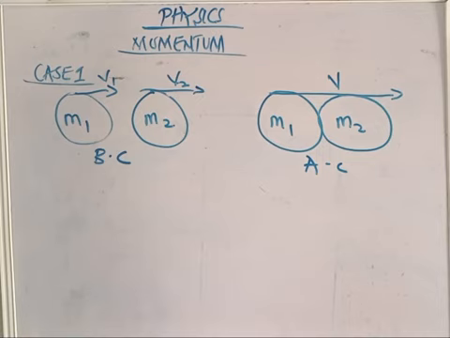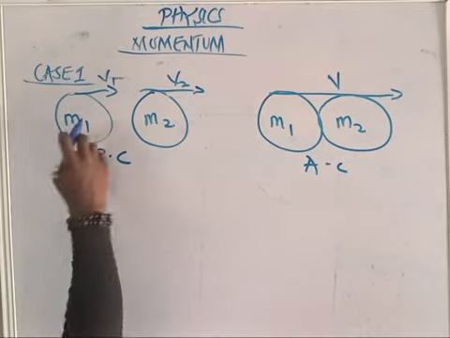At this point, I'm going to derive three values. I will derive the value of the common velocity. I'll derive the value for the kinetic energy before collision and after collision, and the lost energy. So that's what we're going to do.